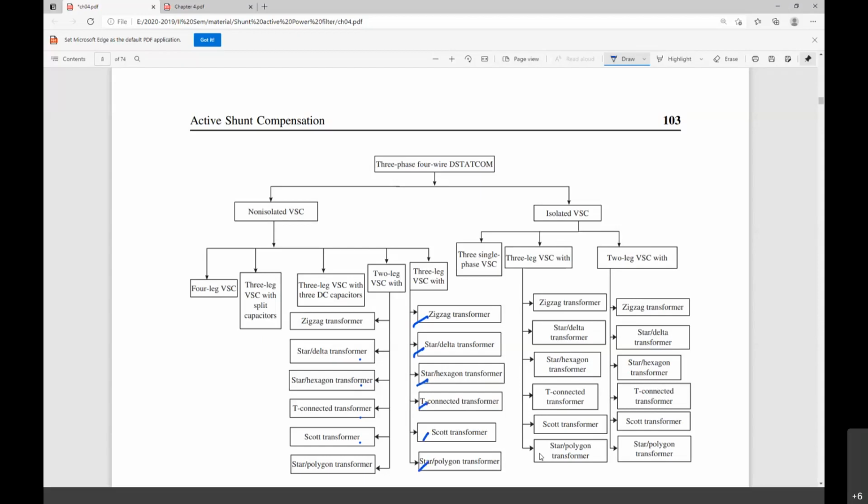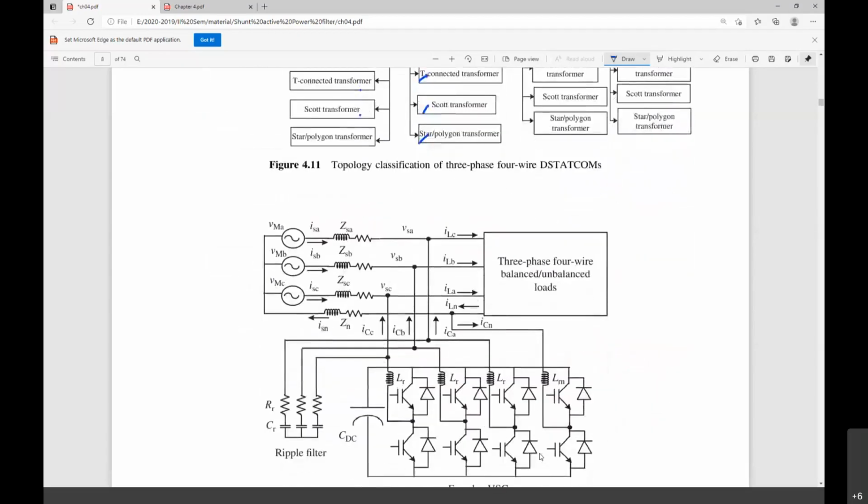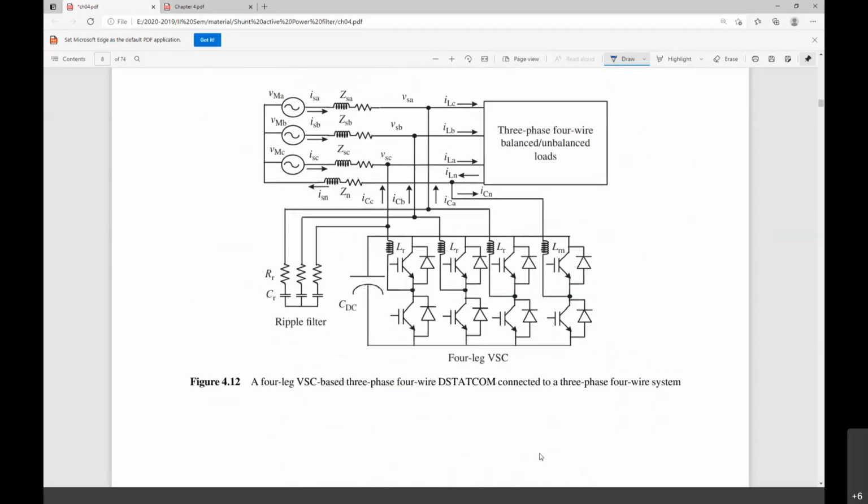In the case of isolated VSC, we have 3 single-phase VSC topologies, then the 3-leg VSC with a zigzag transformer, and then the 2-leg VSC with this transformer. This topology is with respect to the 4-leg VSC, which we have also discussed, about the neutral. In general, we have seen up to this, particularly with respect to the three-phase three-wire distribution system.